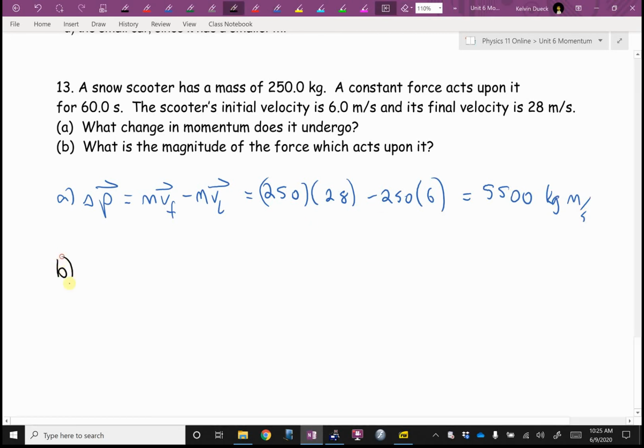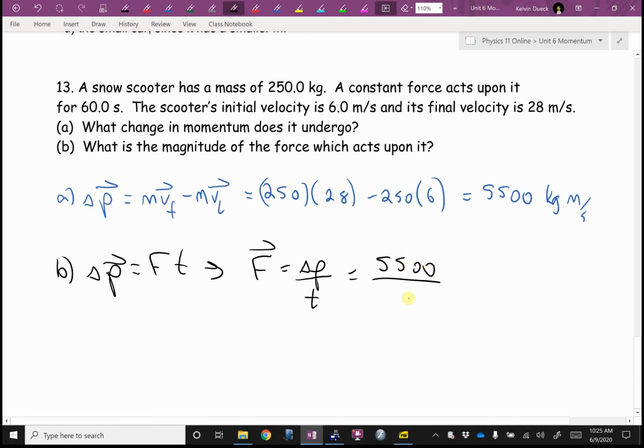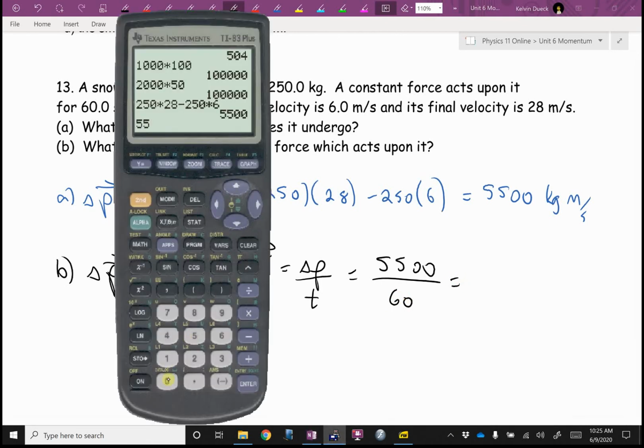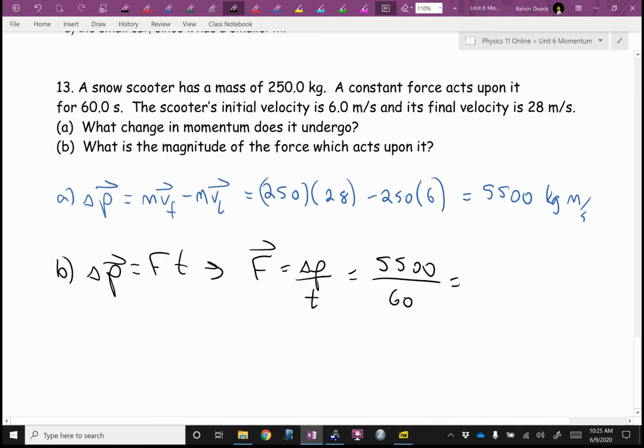B, what's the magnitude of the force? Well, if impulse equals force times change in time, force must equal impulse divided by time. Get the F by itself. So it's going to be 5,500 divided by 60. That's about 91.7 newtons. And they just wanted the magnitude, so I don't care about the direction.